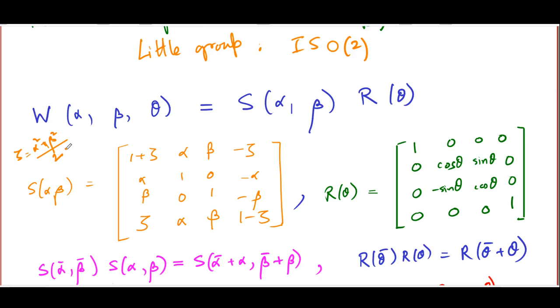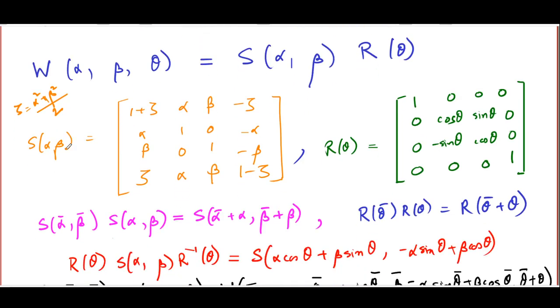Now, this goes to show that if we take only matrices of the form S(α,β), that is, we take W's of the form (α,β,0), then we get a subgroup of the little group, which is abelian. And another obvious abelian subgroup is if we take α and β both to be 0, which gives us identity for S(α,β). That is, we take only the rotations about the z-axis, R(θ), which again, rather obviously, forms an abelian group. Now, we have found that these two abelian subgroups together build up our little group ISO(2), and the group itself is not abelian because R(θ) does not commute with S(α,β).